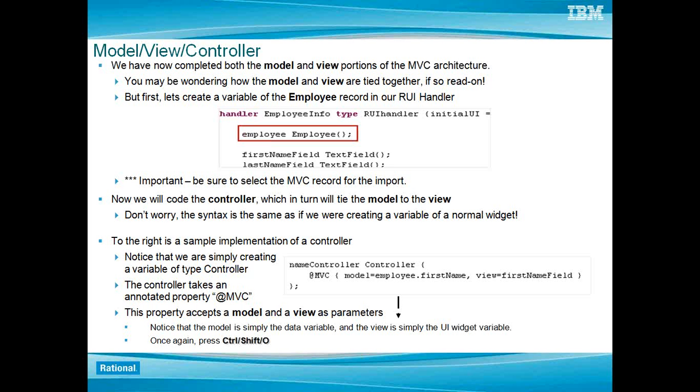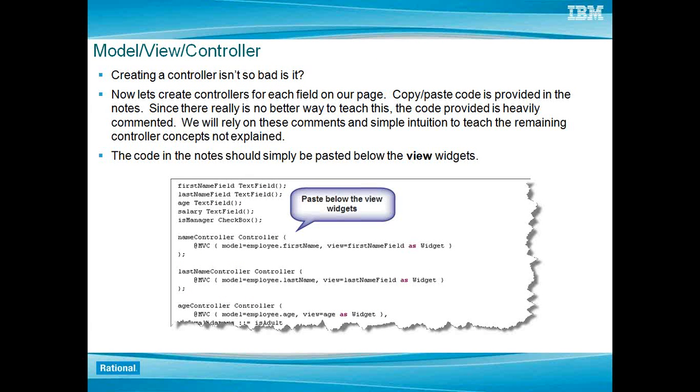So here we have said, okay, the first name from the employee will be considered as a model. The first name field should be considered as the view. Now this controller has tagged both view and model. So in this way you have to create controllers for all these fields. You have to specify the corresponding model and corresponding view.